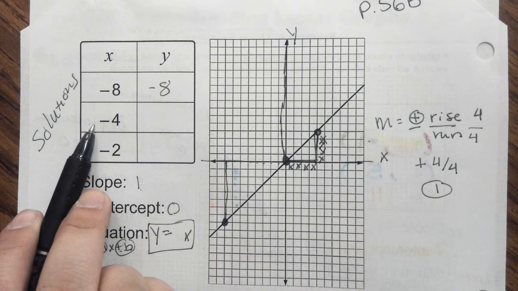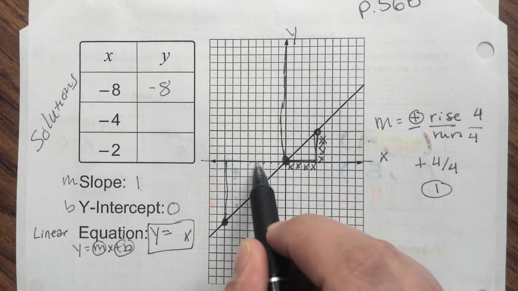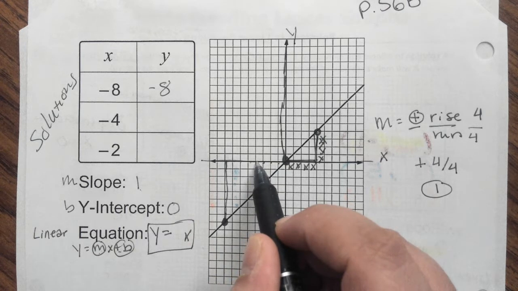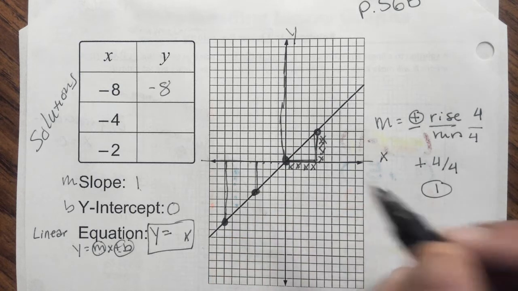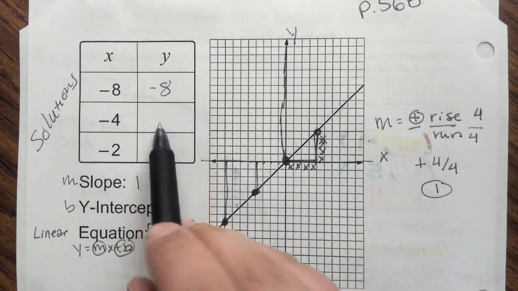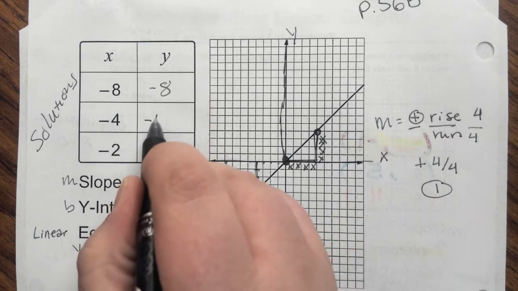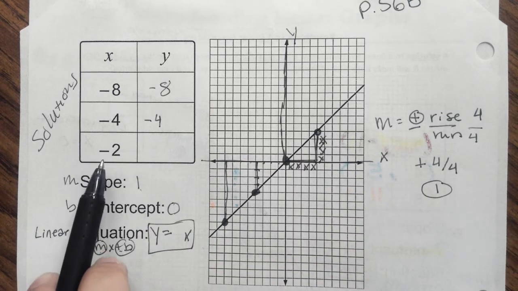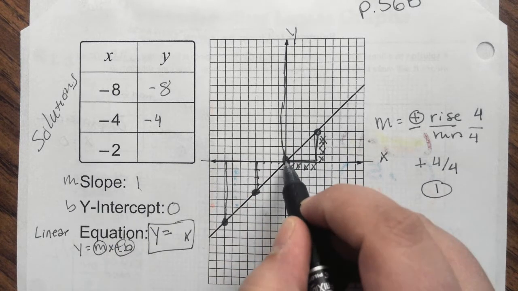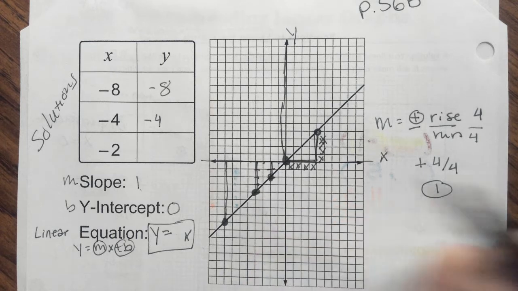Looking at my next ordered pair, x is at negative 4: negative 1, negative 2, negative 3, negative 4, to the left 4 times. Follow that until we're on the line. That has a y value, that's what I'm looking for now. The y value is negative 1, negative 2, negative 3, negative 4. At my next solution, I need x to be negative 2. Follow that until we're on the line. That has a y value of negative 2.